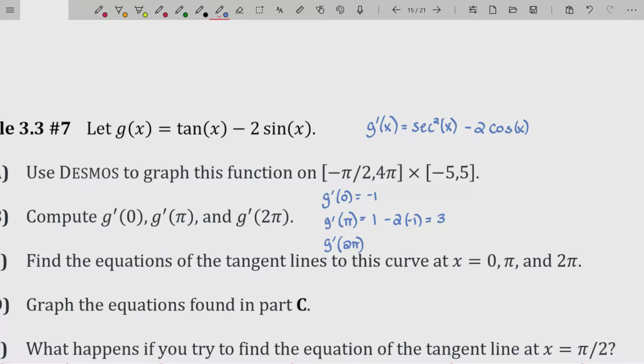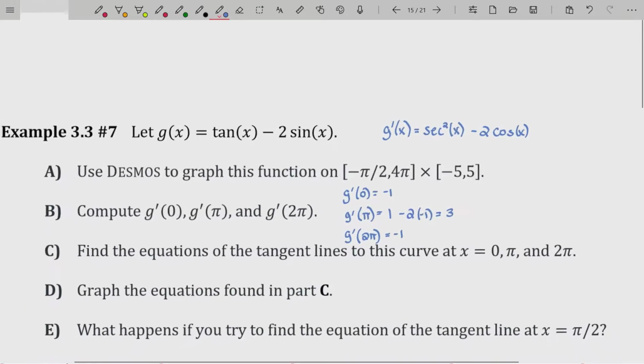And finally, g prime at 2 pi. Well, this is going to be a no-brainer because trig functions are all 2 pi periodic. Well, not all of them, but they all repeat themselves every 2 pi. So this is going to be a negative 1. You can double check though. Secant squared of 2 pi, that'll be 1. Minus 2 times cosine of 2 pi, that'll be a 1. So there you go.